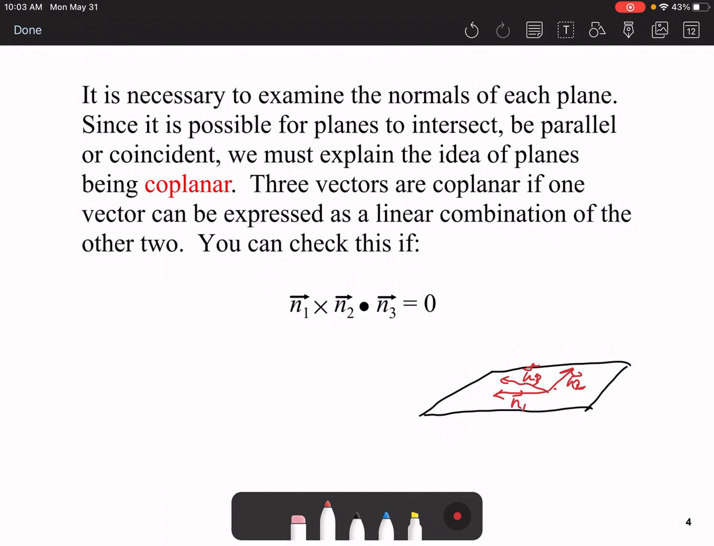And how you check to see if something's coplanar is you do the triple scalar product right here. Again, remember that you got to do the cross product first, then dot it with the last vector, and if it equals 0, it's coplanar. If it doesn't equal 0, then it's not coplanar. And therefore 2 of the vectors could lie in the same plane, but the third vector doesn't.